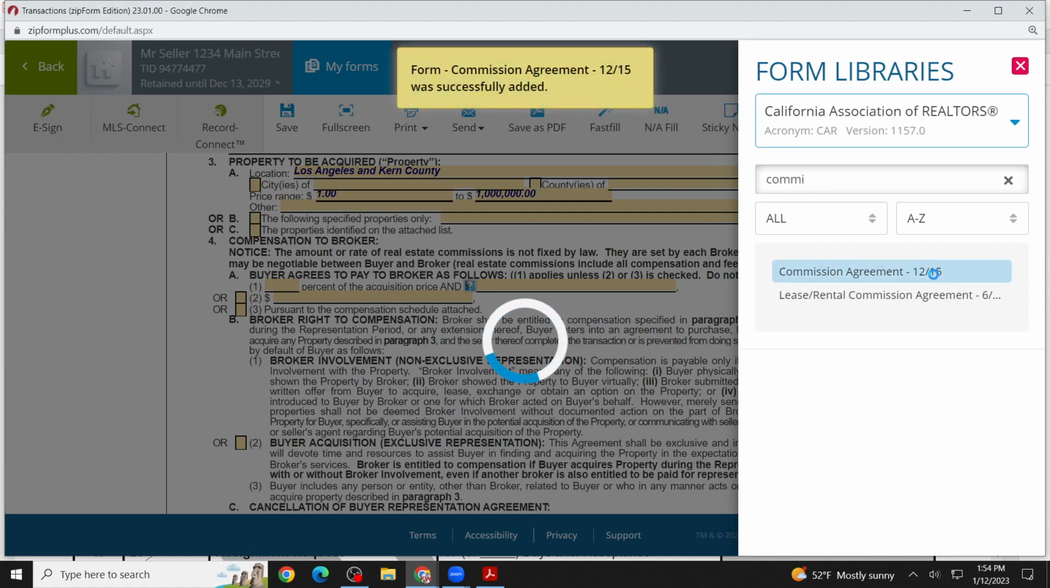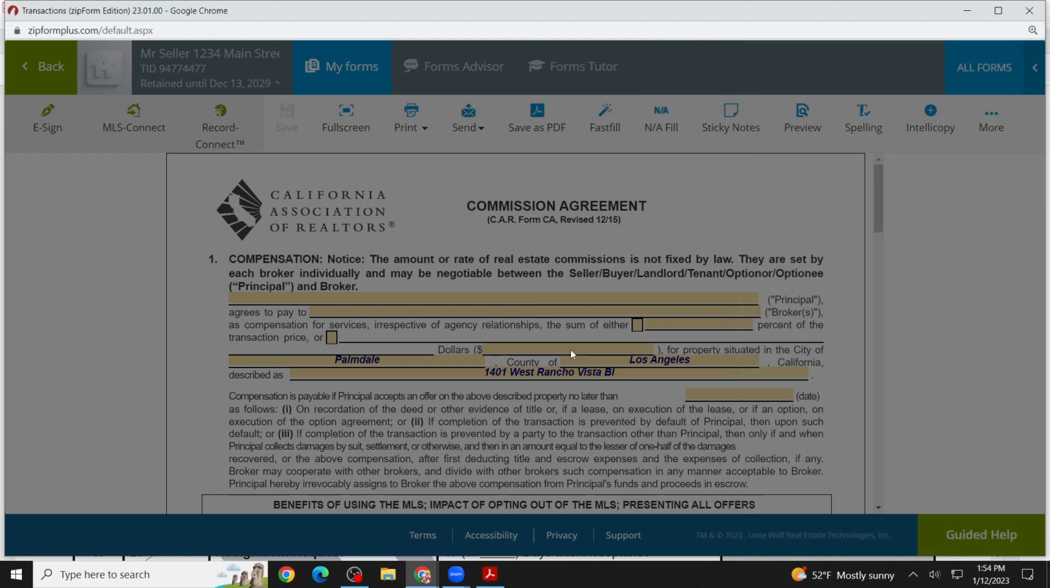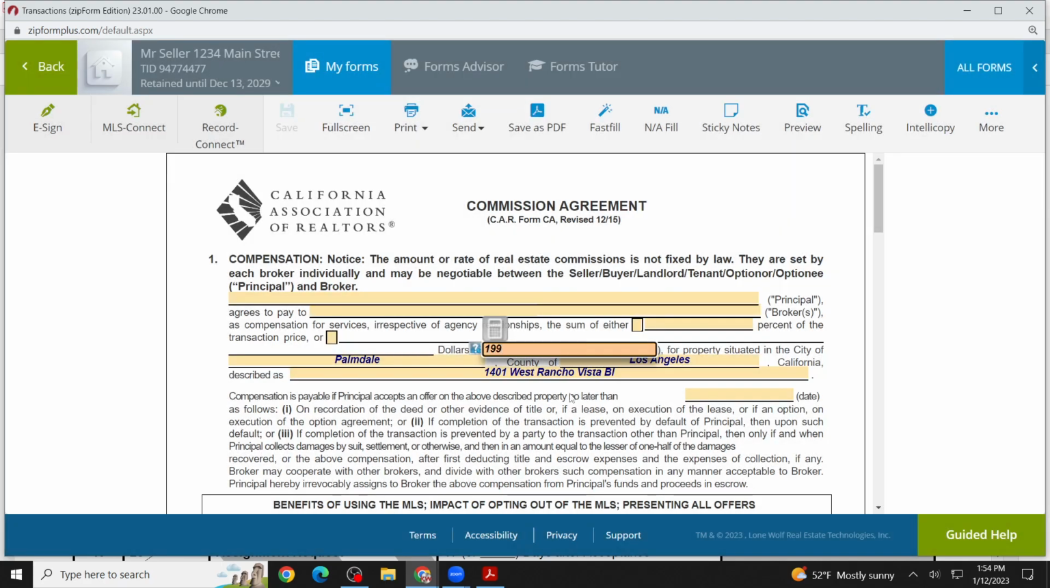Called the CA. 199, right there. Commission agreement, that's something you present to your buyer, and then submit it to compliance. Yes.